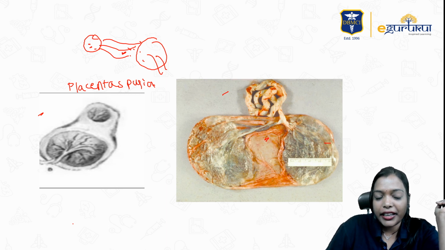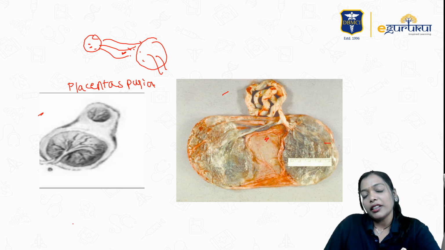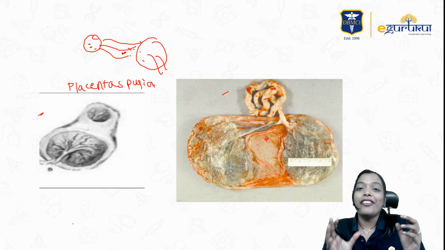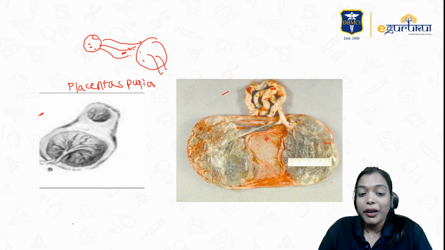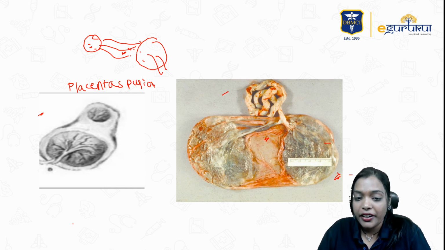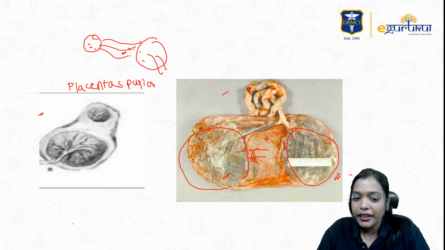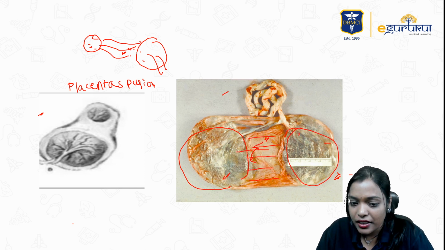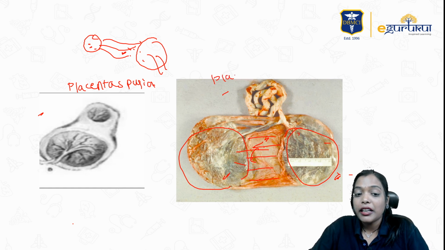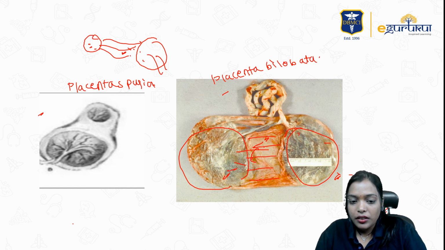Next, another variety. In the previous two placentas, it is only one cotyledon which is separate. But when you have the entire placenta divided into two equal halves, connected by membranes and vessels, then you call it placenta bilobata. So you should have the interconnections also.